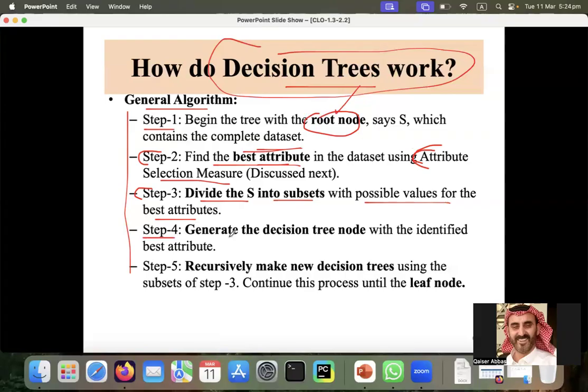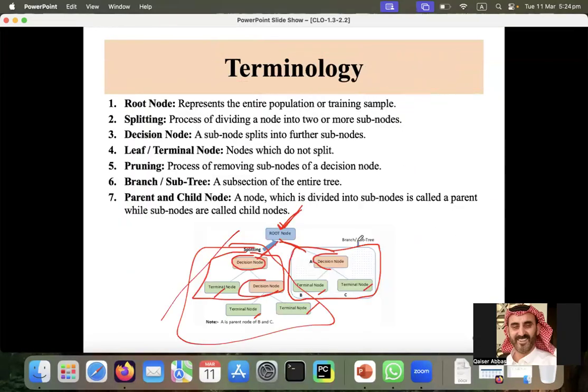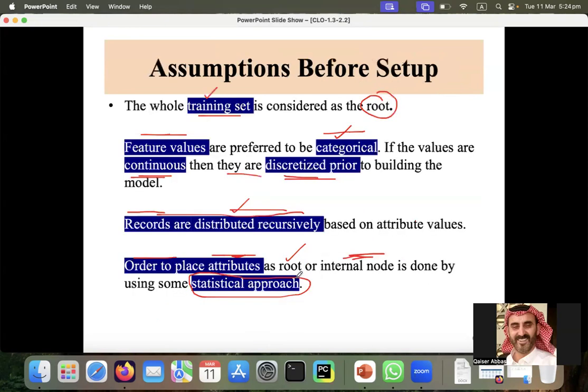So step number 4, generate the decision tree node. What is a decision tree node? This is a decision node. We already know, this is easy. These are the leaf nodes, and the nodes between the leaf nodes and the root node are the decision nodes. Okay. So generate now.